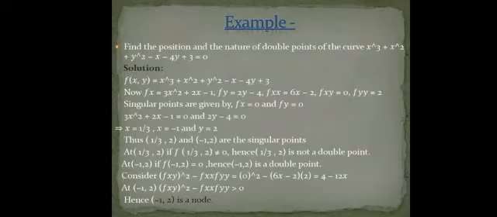Now we'll solve an example. Find the position and the nature of double points of the curve x cube plus x square plus y square minus x minus 4y plus 3 is equal to 0. Let's solve this in the notebook. So this is the equation of the curve: x cube plus x square plus y square minus x minus 4y plus 3 is equal to 0.